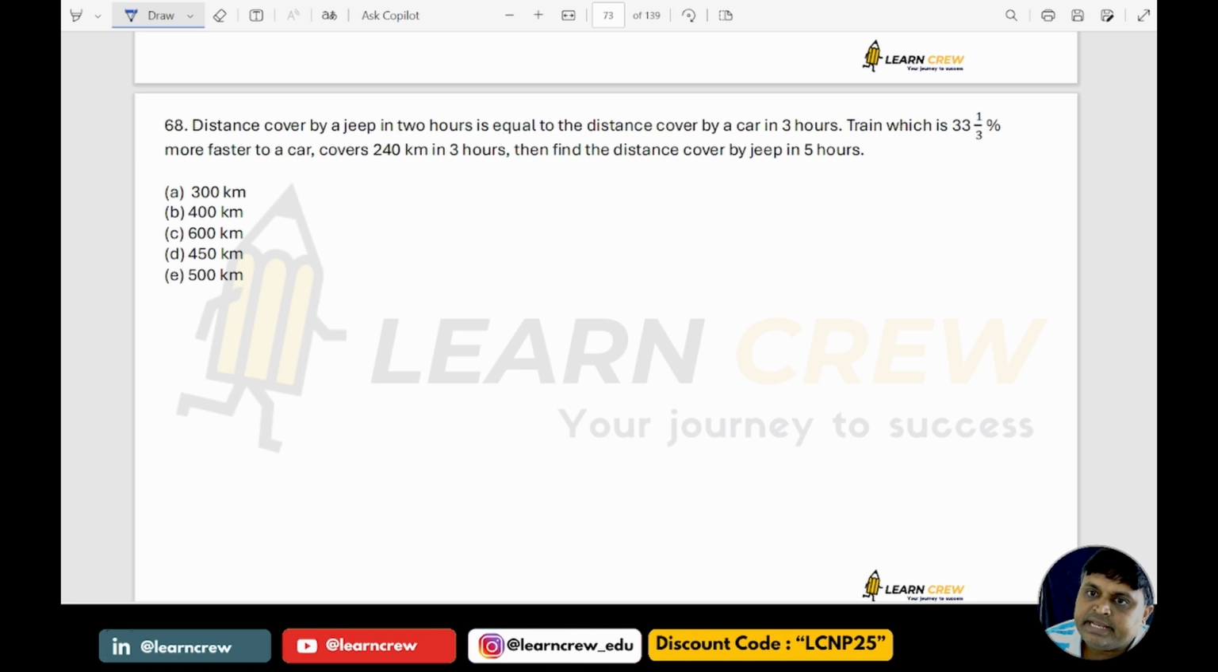So here, the train, which is 33.33% faster than the car, covers 240 kilometers in 3 hours. So what is the speed of the train? 240 by 3, which is 80 kilometers per hour. Okay. And here the speed of the train and the speed of the car are in the ratio 4:3. If these 4 parts are 80, 3 parts would be 60. So the speed of the car is 60 kilometers per hour.